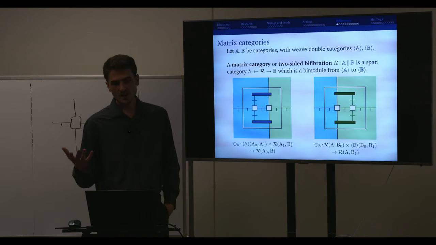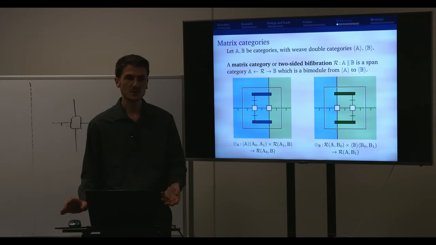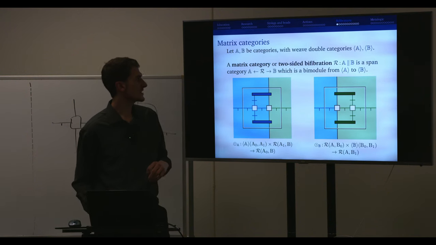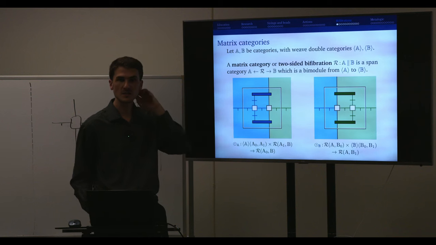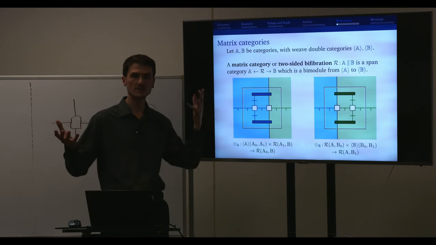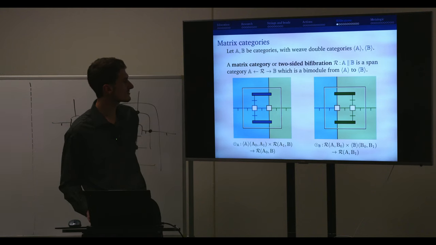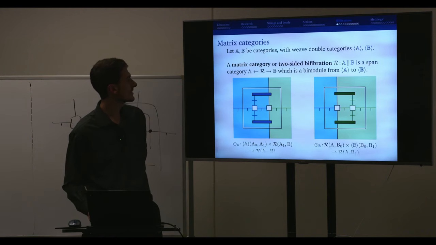Okay, so that was the key to everything. So once you have that, we can define a two-sided bifibration as a bimodule of these weave double categories. So it's like a bifibration on both sides. We have both push and pull actions by both A and B.